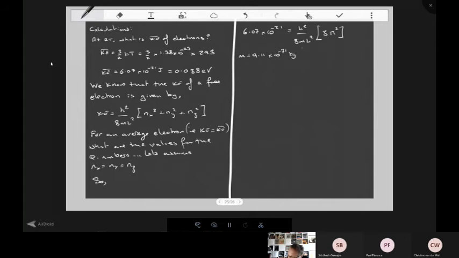So now I need an L, and this is slightly tricky. We need a physical size for a piece of metal. I want it to be sensible, like a bit of wire, 10 centimeters, something like that. A metal rod. Let's just assume it's 10 centimeters, which is 0.1 of a meter. Okay, and what I want to do is work out n.